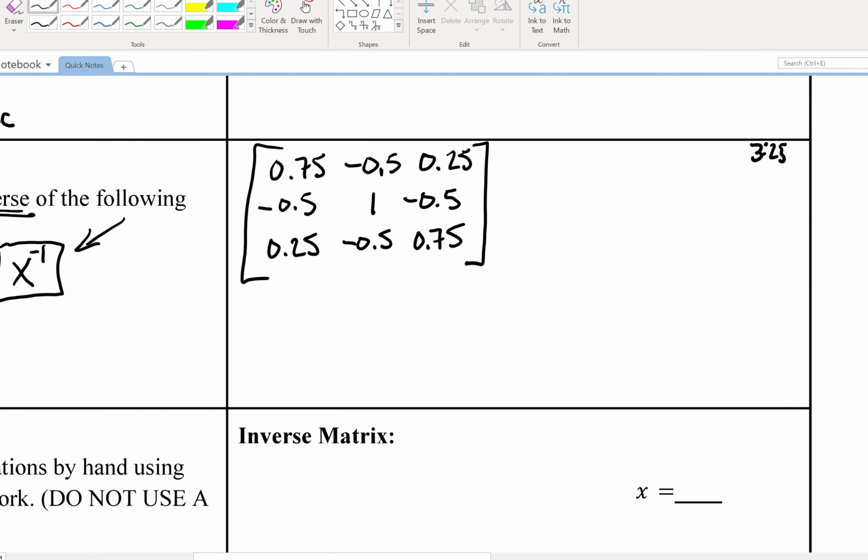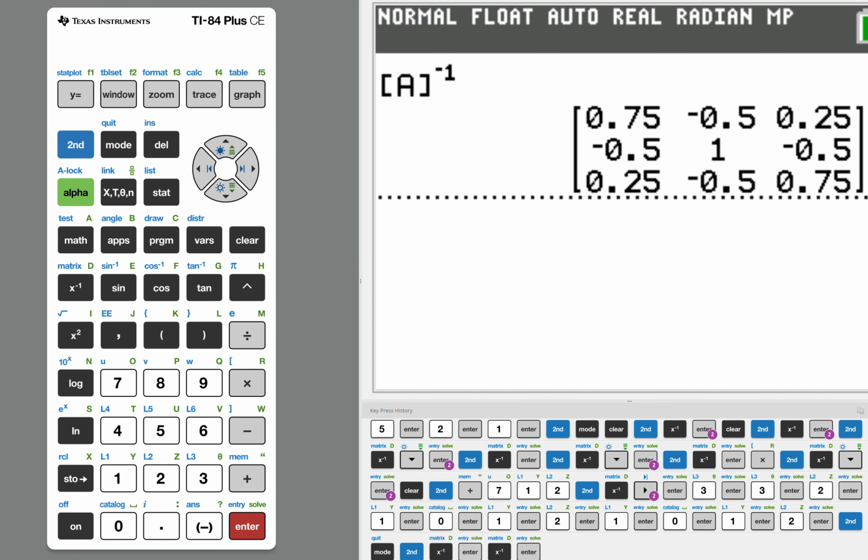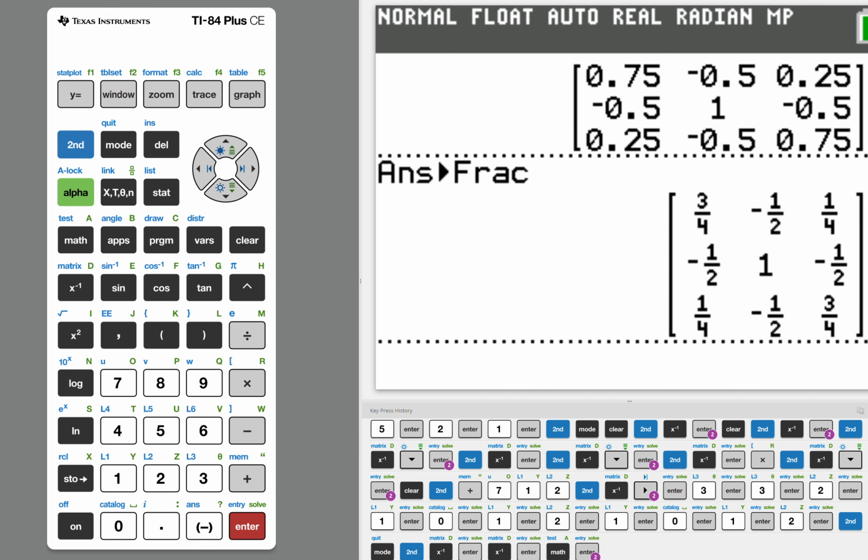Now, if we want our answer as a decimal, then we go with that. If we would rather have it as a fraction, then I can hit Math, Enter, Enter, and it'll take each of those and convert it into a fraction. And I won't bother writing that one down, but that's how you would get it if you want a fractional answer on your inverse.